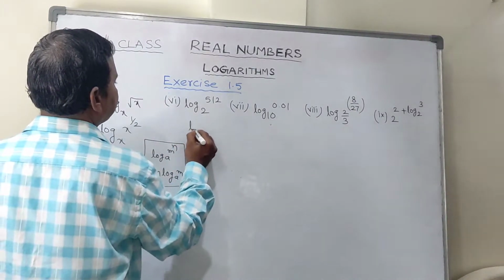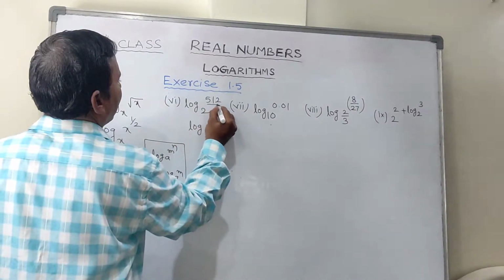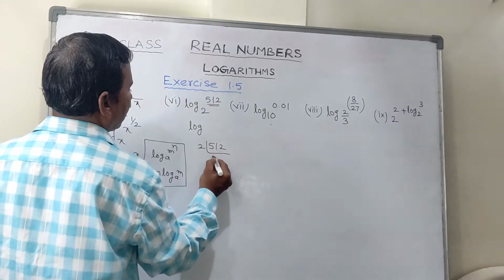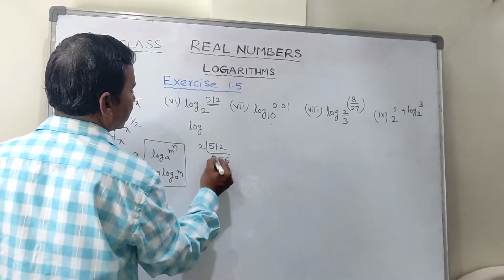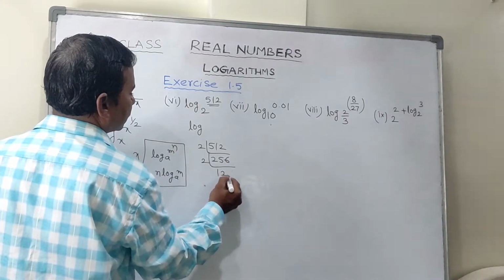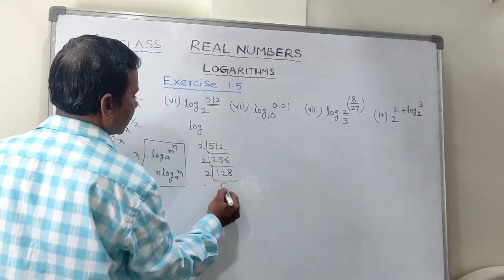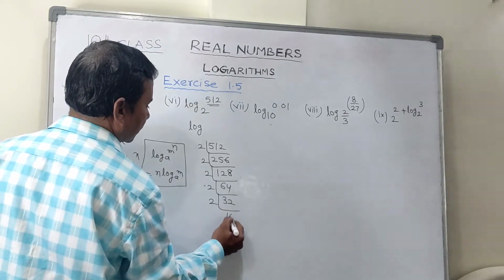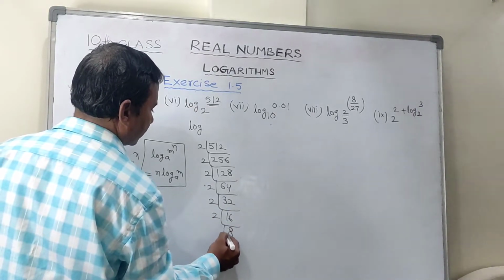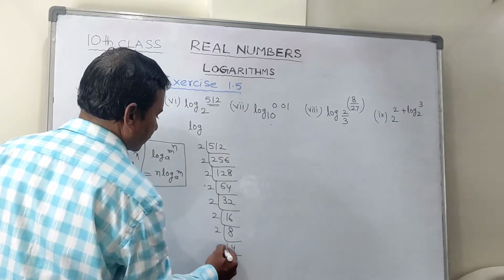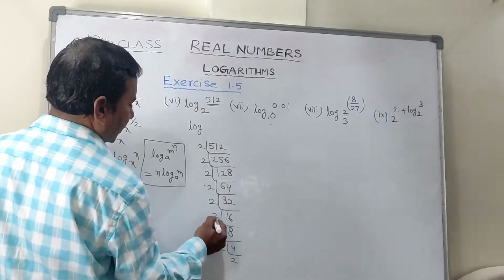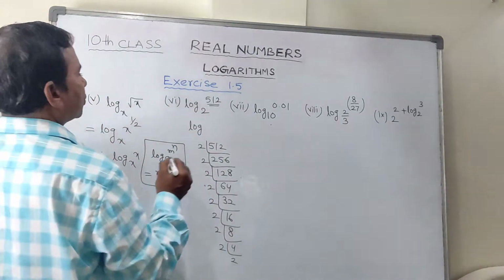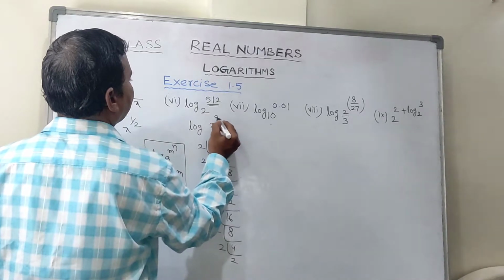Now see here, 512 is there. 512 we have to write in exponential form. How? Twos are 2, twos are 4, twos are 8, twos are 16, twos are 32, twos are 64, 128, 256, 512. 1, 2, 3, 4, 5, 6, 7, 8, 9. Means this we can write 2 to the power of 9 to the base 2.